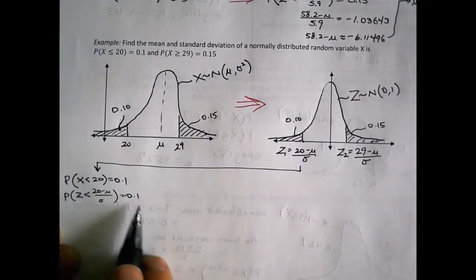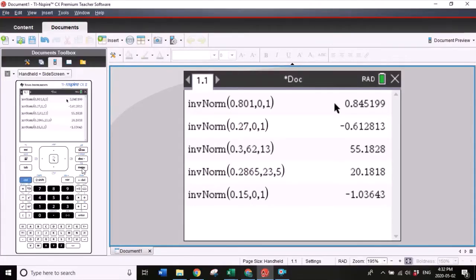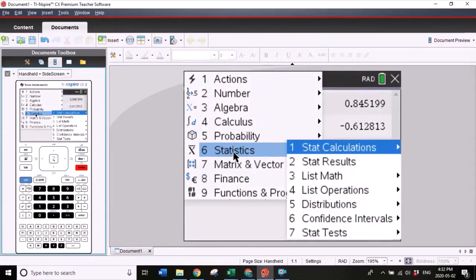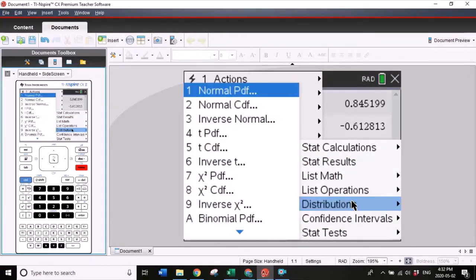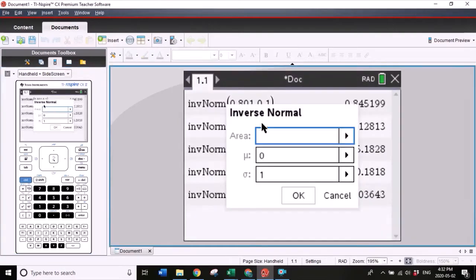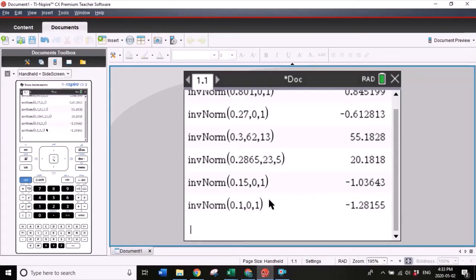Now, using my GDC. You guys should be pros now at this point to put in the inverse normal. So I go inverse normal. The area for the first one is 0.1. We don't know anything else. So I press OK. So there's my cutoff. It's negative 1.28155. Again, that's not everything.